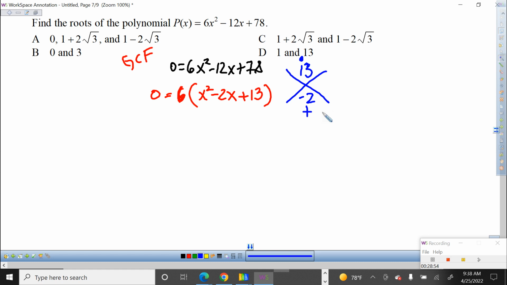So think about it. When we cannot factor a quadratic trinomial, what other method do we use to find the roots? Talk it over with your neighbor. What other method do we use to find the roots?